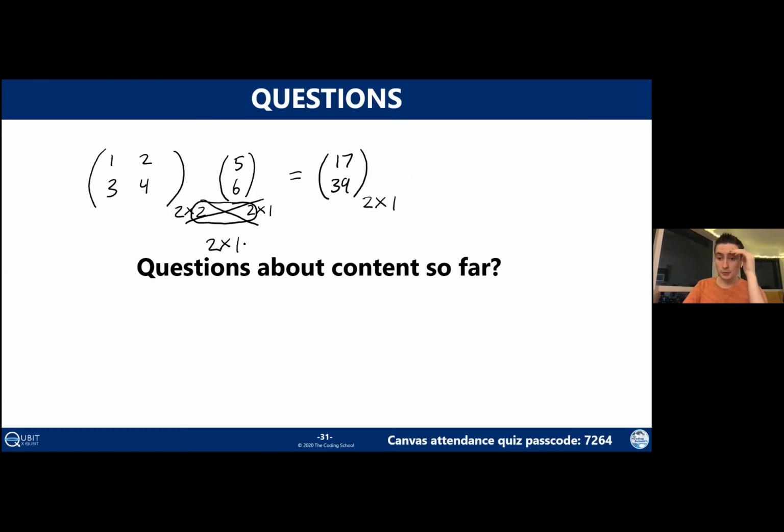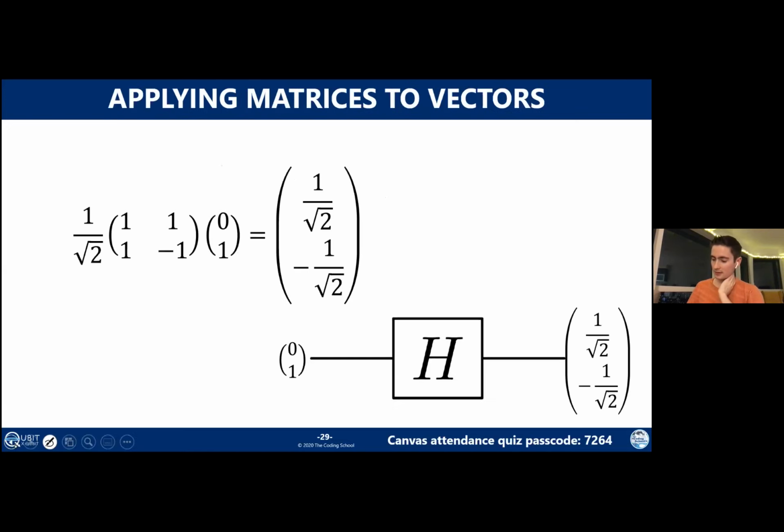Okay, so I'll go through the questions. I think the H gate is a matrix. Yes, you are correct. The H gate matrix is exactly this. This is the matrix for the H gate, and we will see that again in the future, but this is just a preview of that. All the gates are represented by matrices. Yes, you are correct.